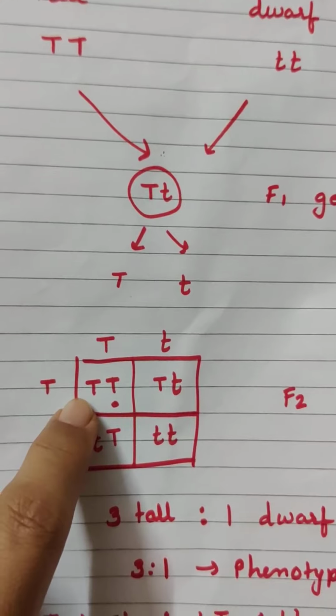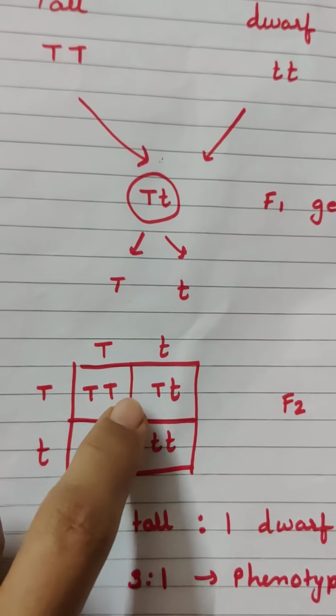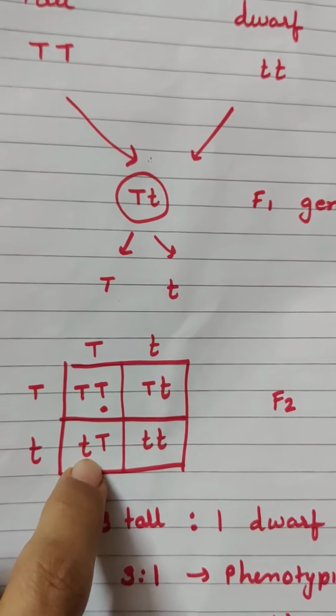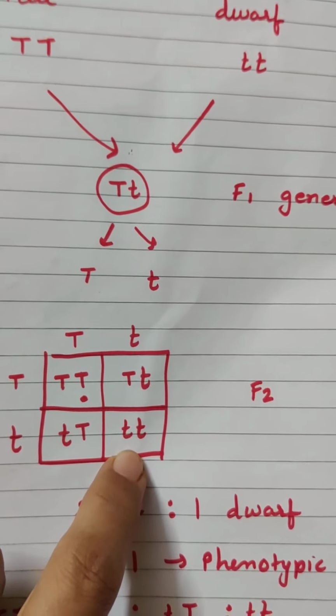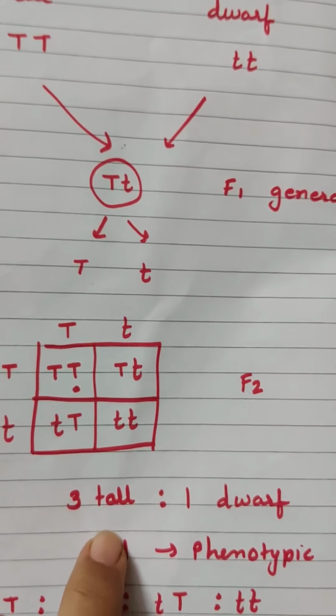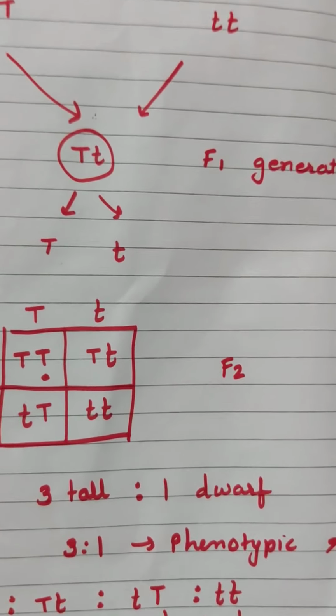Out of which you can see that this will become tall because capital T is present. Here also capital T is present, so tall. This is also tall. Only one plant will be dwarf. Why? Because both are small t. So you will get that ratio 3:1.